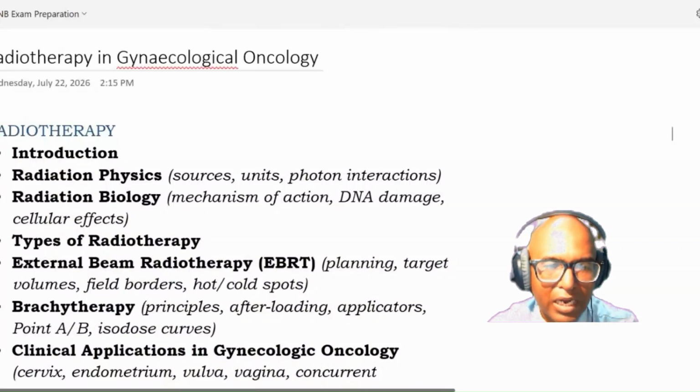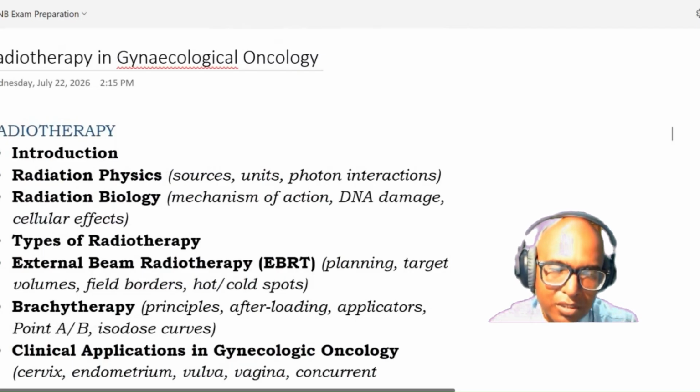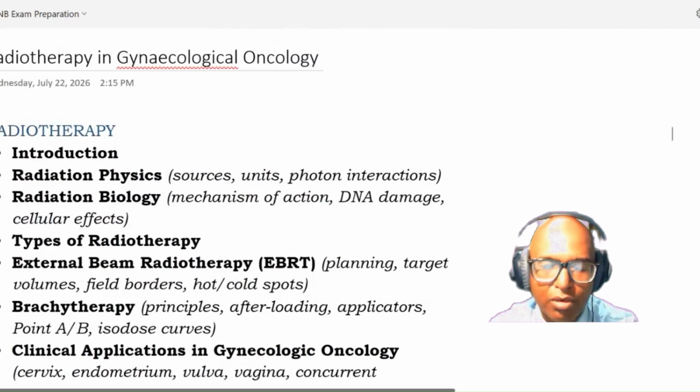So today another high-level topic we are going to discuss, that is radiotherapy in gynecological oncology. Okay, so this is a very frequently asked question, or semi-long question, or short note, either in the MS paper or university examination or the DNB examination.